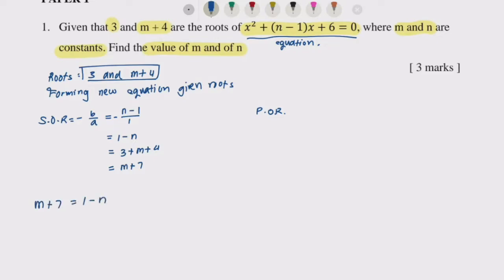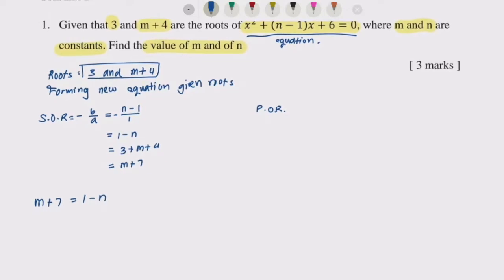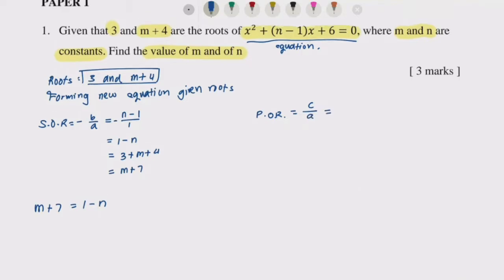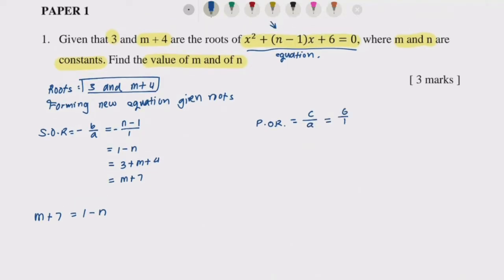So let's look at the product of roots. The product of roots is c over a, which in the equation is 6 over 1. And from the roots here, we know that the product of roots is 3 multiplied by m plus 4, so we will get 3m plus 12. So another equation comes up here: 3m plus 12 is equal to 6. When you solve this, 3m is equal to negative 6 and m is equal to negative 2.